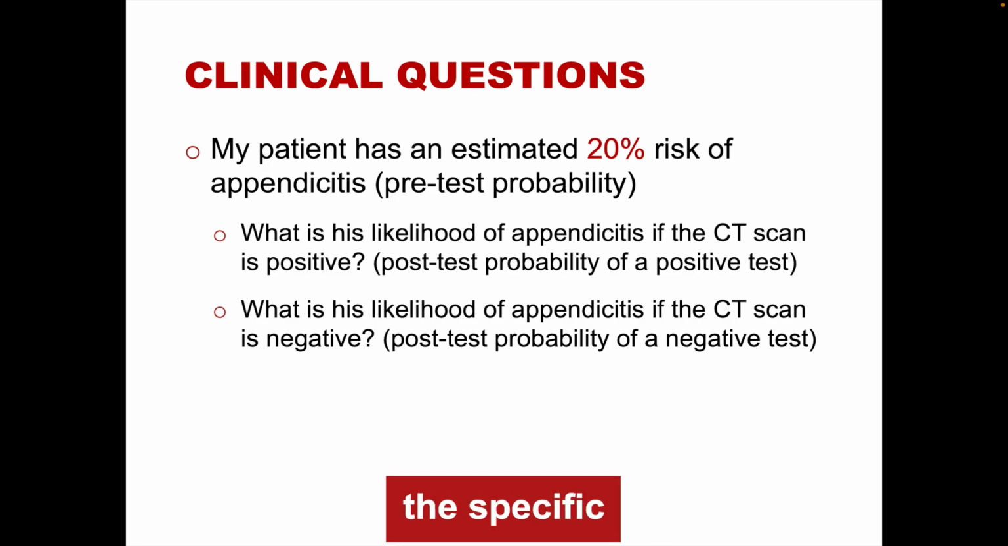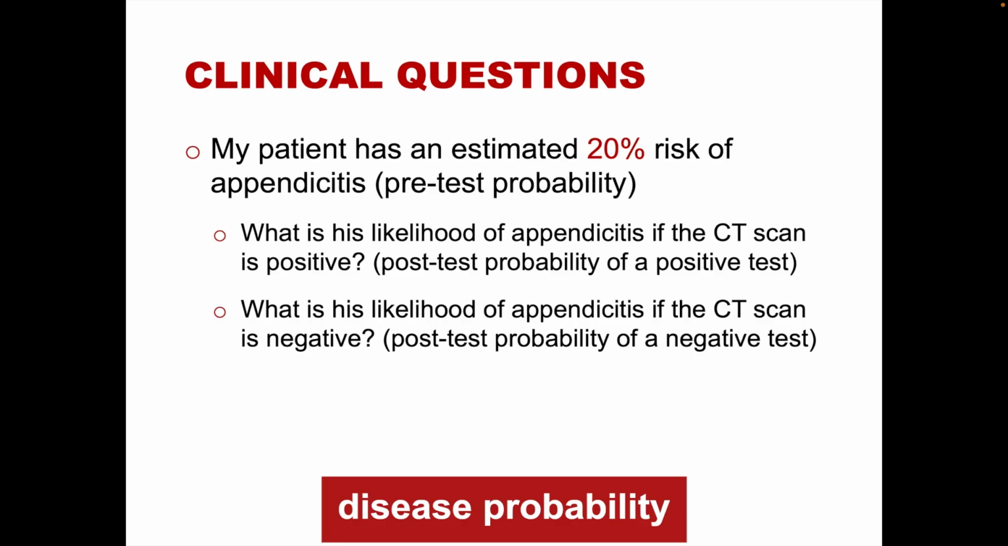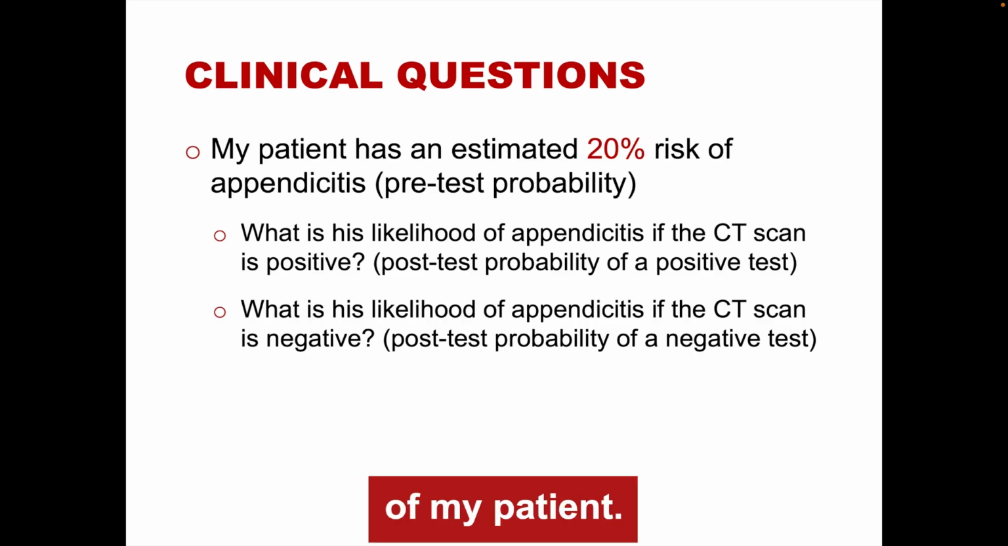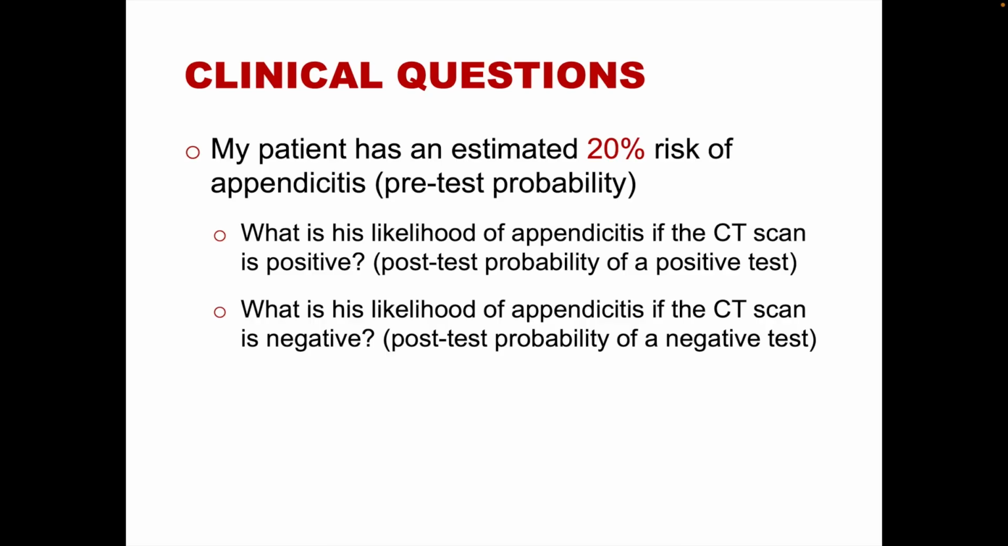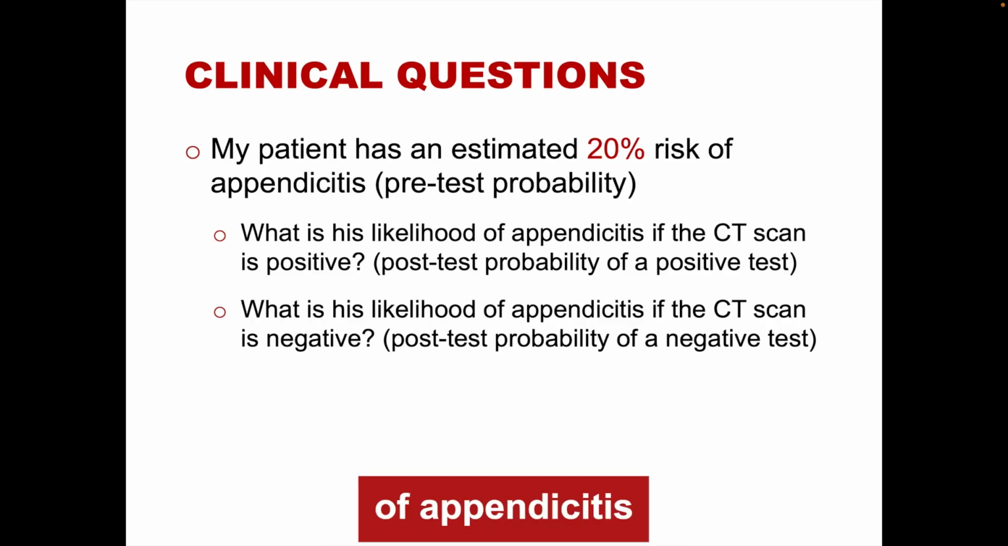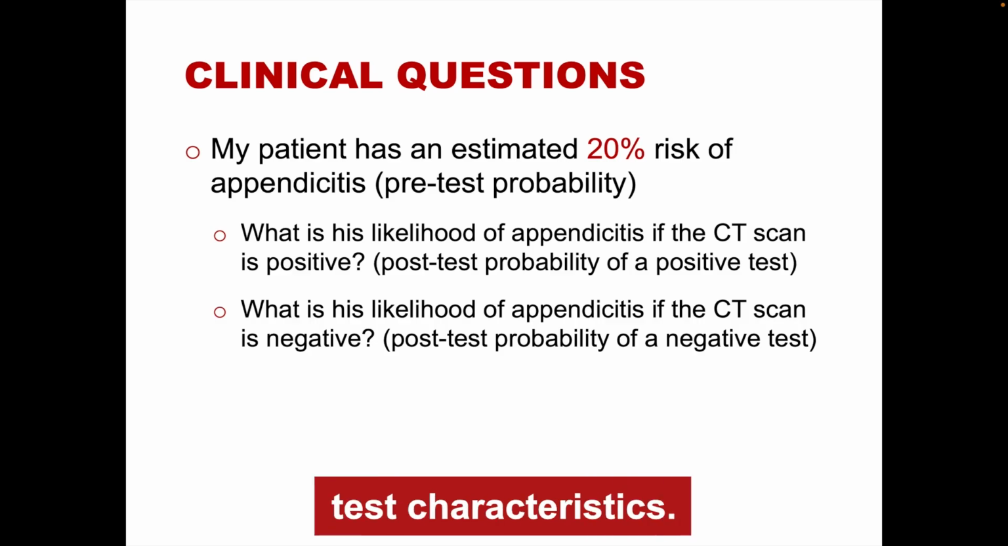helpful to think about the specific test results that I need in order to make clinical decisions about the disease probability of my patient. The two clinical questions are, what is the likelihood of appendicitis if the CT scan is positive? And what is the likelihood of appendicitis if the CT scan is negative? It is important to understand the impact of the answer to these questions on management of the patient for each test result before ordering the test. We will keep these questions in mind as we review the test characteristics.